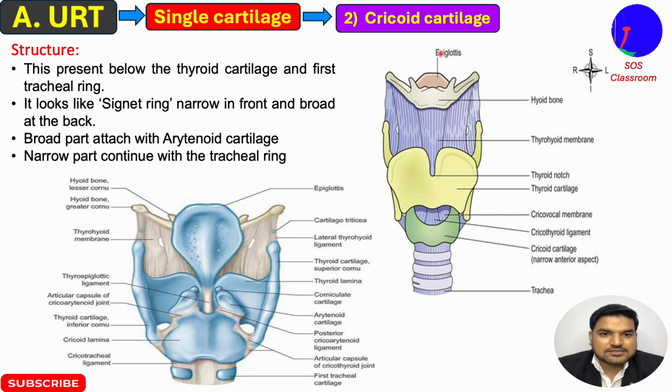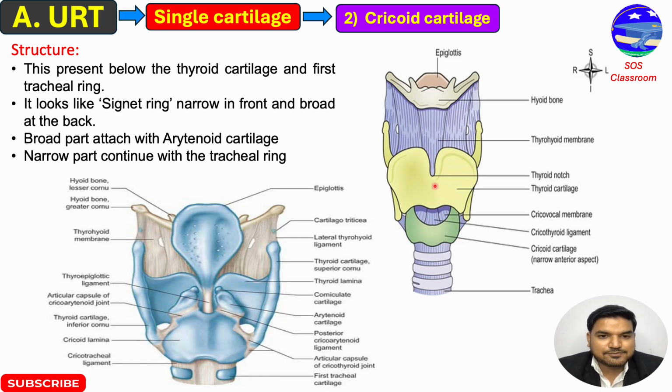Next is the cricoid cartilage. First of all, you can see the structures. This yellow portion is the thyroid cartilage, and this is the thyroid notch, which we already discussed. Just below the thyroid cartilage, this green portion is called the cricoid cartilage. This is the anterior portion and this is the posterior portion. Okay, so how can you write about the cricoid cartilage?